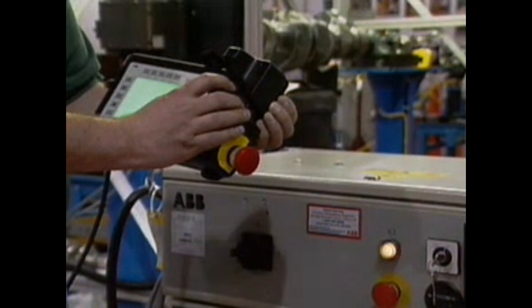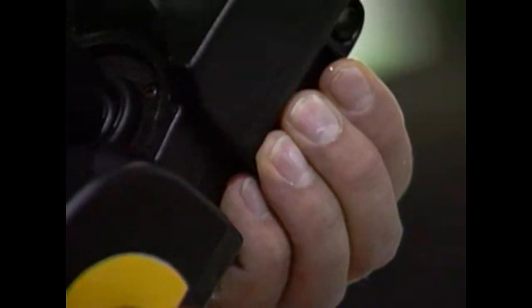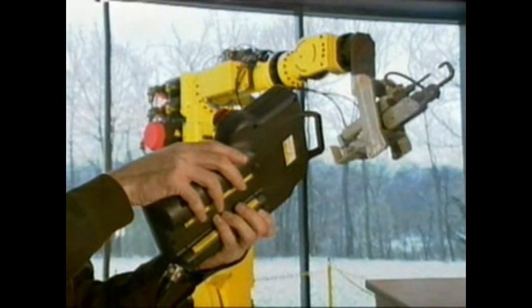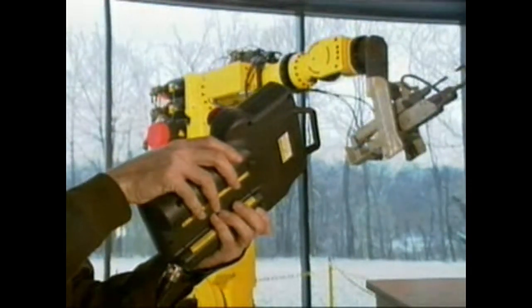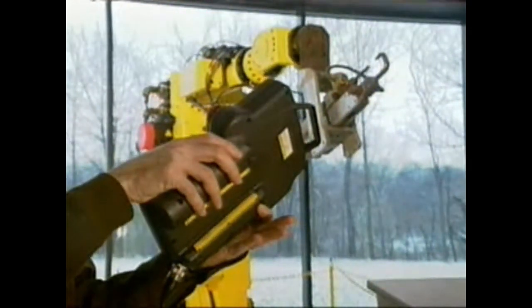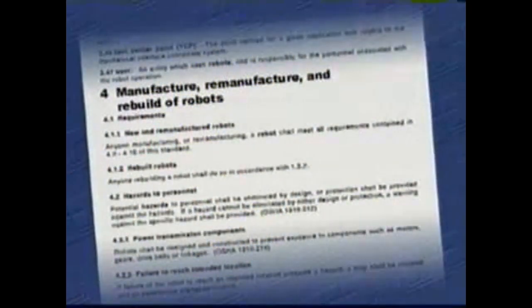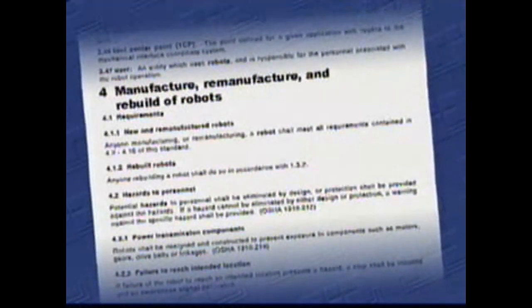The pendant or teaching control device shall have an enhanced enabling device using a 3-position switch, which when continuously held in a detented position permits motion. Releasing or fully depressing the switch shall immediately stop the robot motion. Other important information about the manufacture, remanufacture, and rebuild of robots can be found in Section 4 of the Robot Safety Standard.